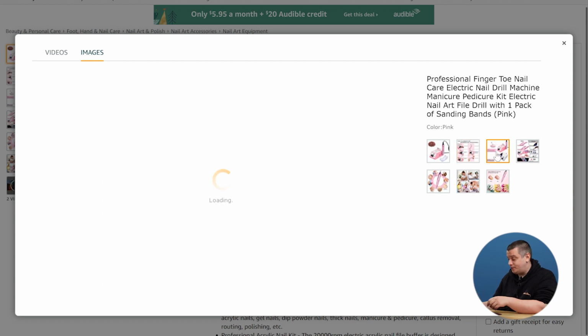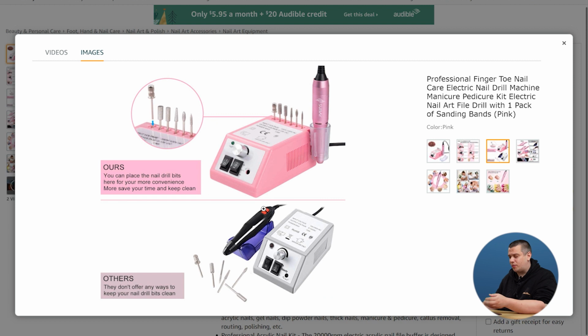Let's go to the next one. Voila, we got this typical comparison. This is very, very common when you go on the Chinese marketplaces like Taobao and Alibaba. You see this ours and others. You're supposed to show the people your product and only your product. If you show the people other stuff, it's not going to help you. It's not doing anything for you.